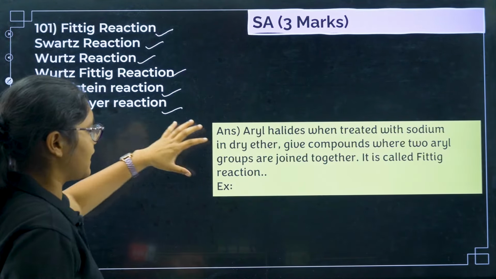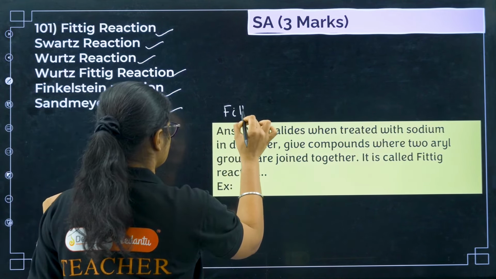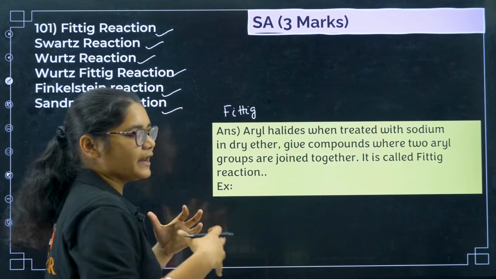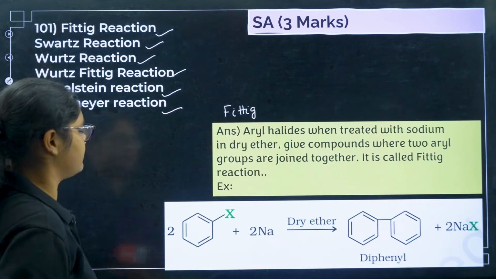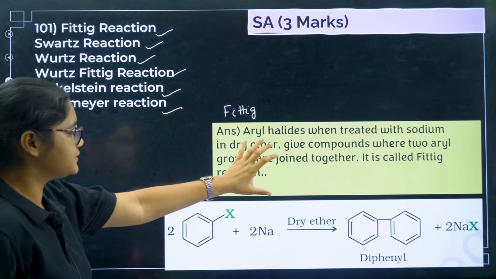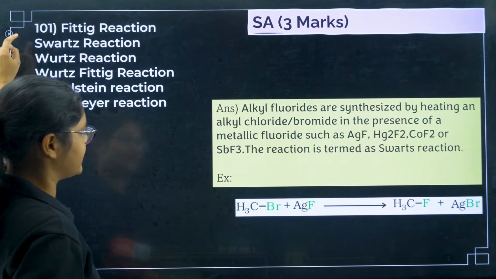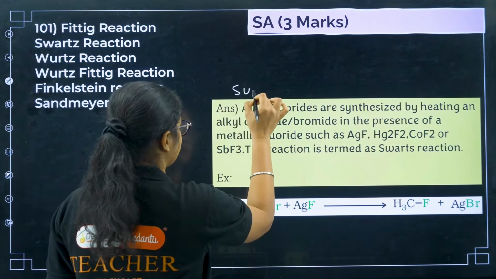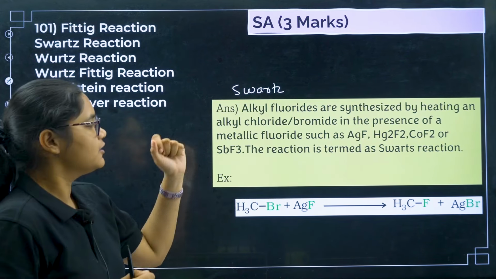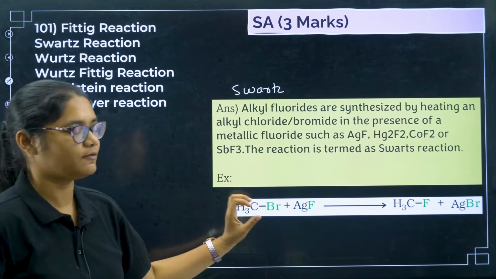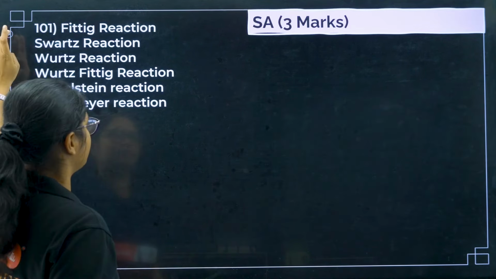The first one I have given you is the Fittig reaction. When aryl halides react in the presence of sodium and ether, a diphenyl compound is formed. This is the first one. Then I have also given you the Swarts reaction. Whenever this 2 marker question comes on a name reaction, first you have to write the statement and then you have to write the reaction. It is for the production of alkyl fluorides.